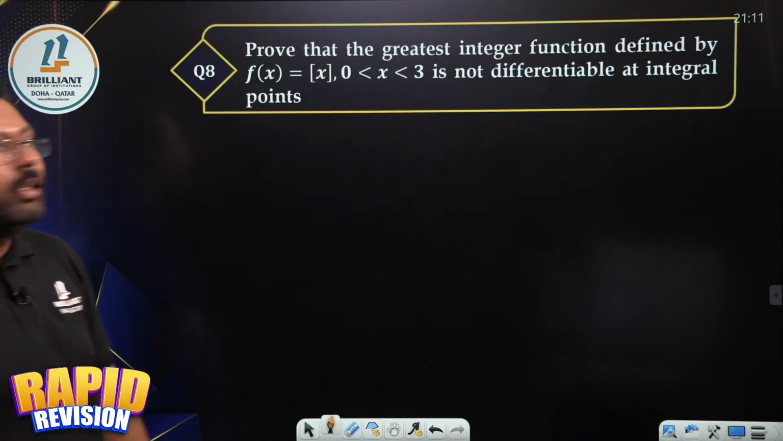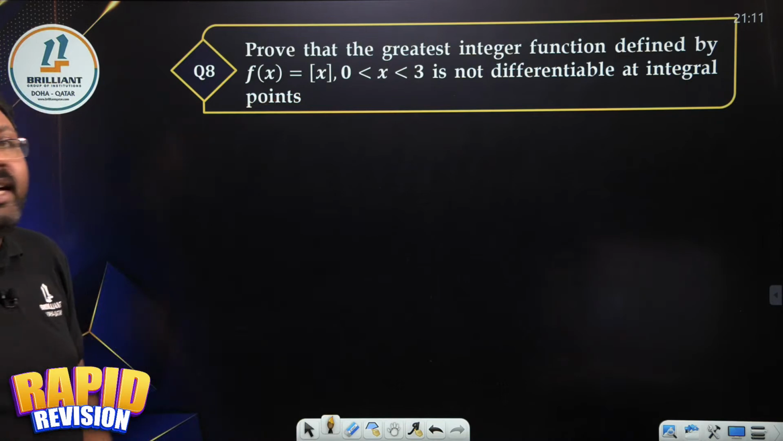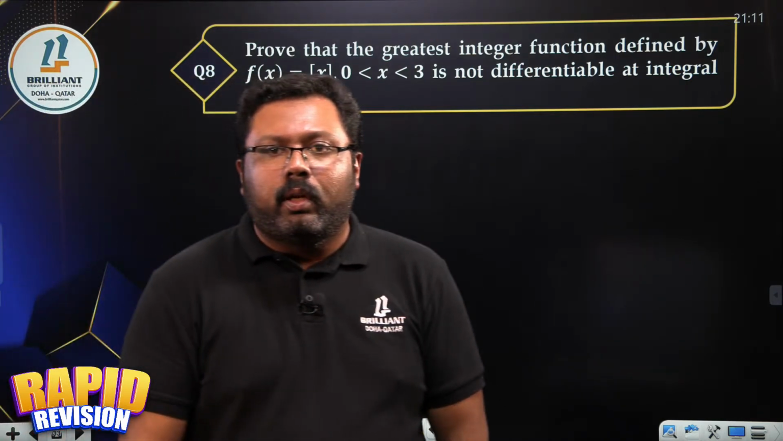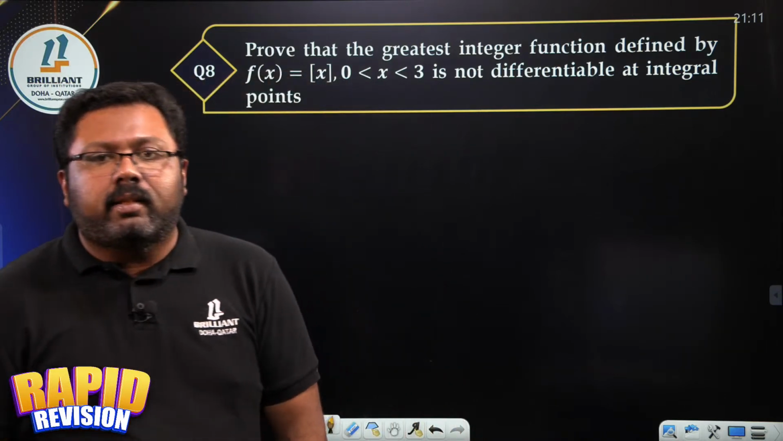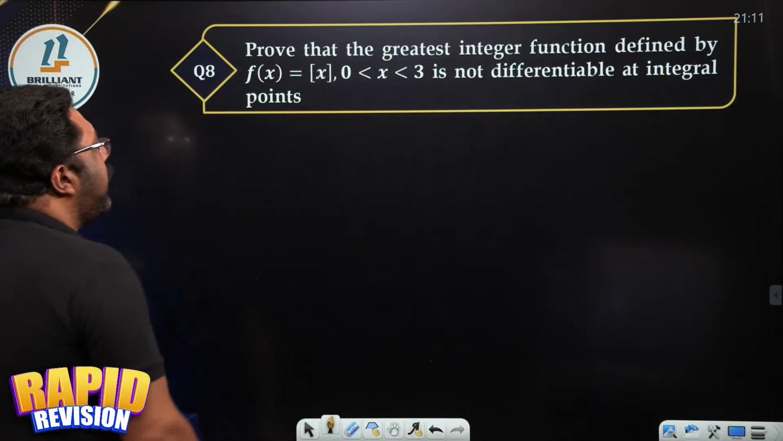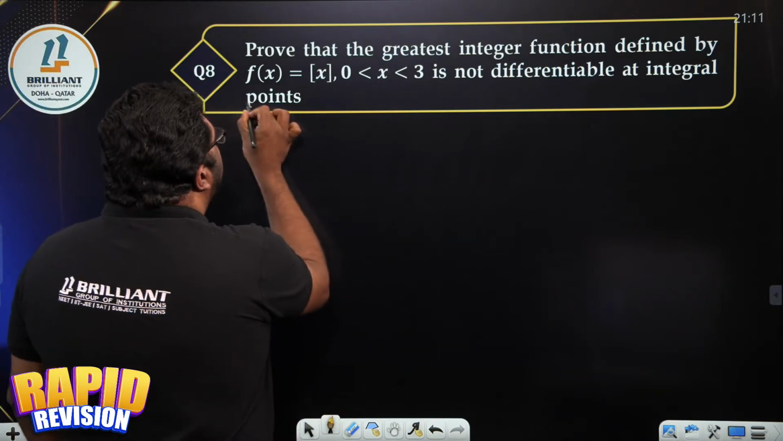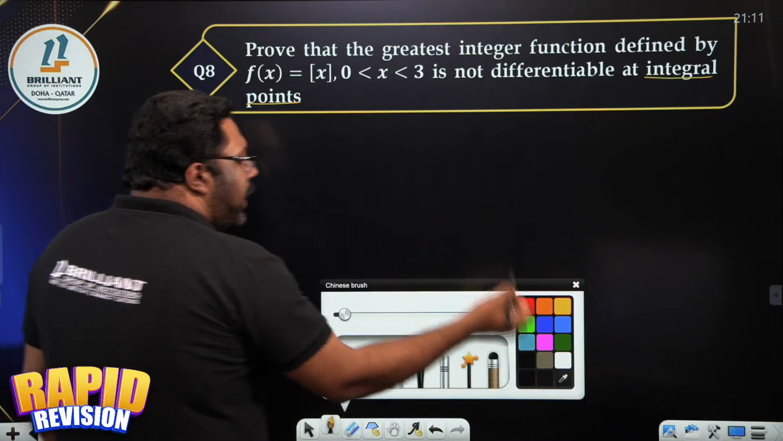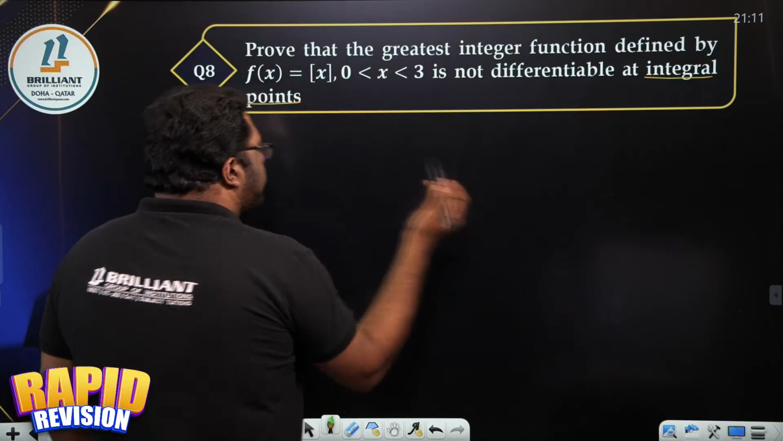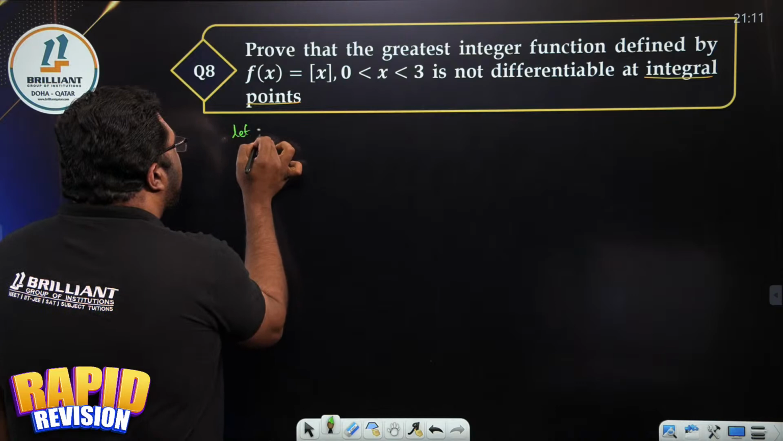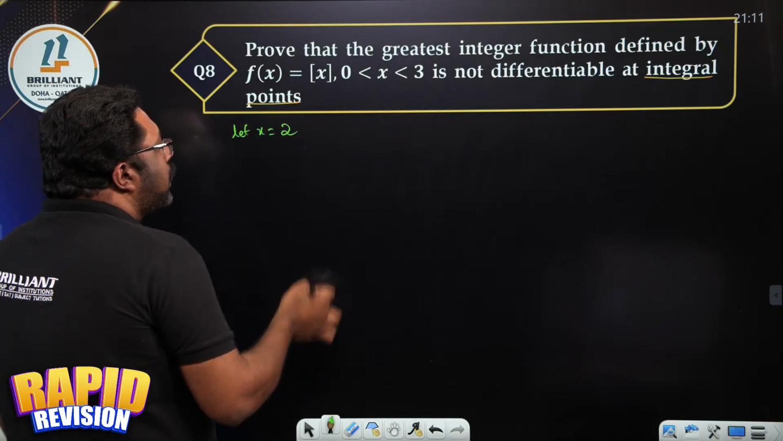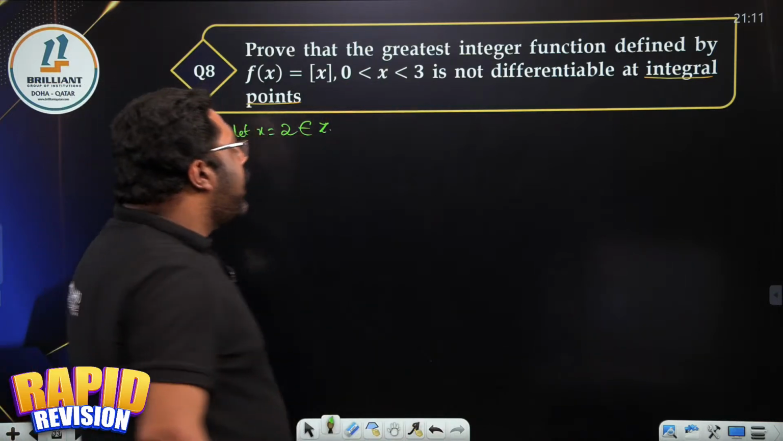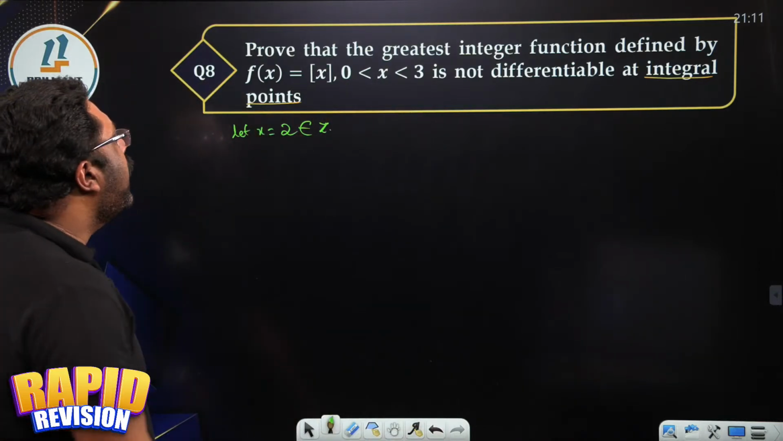Very famous question, the differentiability of the greatest integer function. We cannot differentiate a greatest integer function, but they're asking you to test the differentiability of a greatest integer function at integral points. So let me assume x is equal to 2, which is an integer. I'm assuming it. So between 0 and 3 they say, so I took 2. Okay, fine.